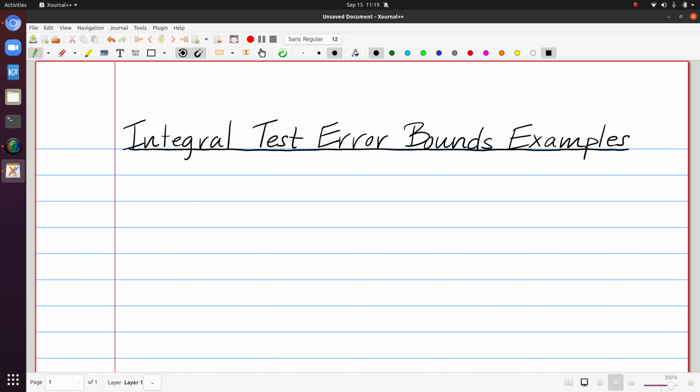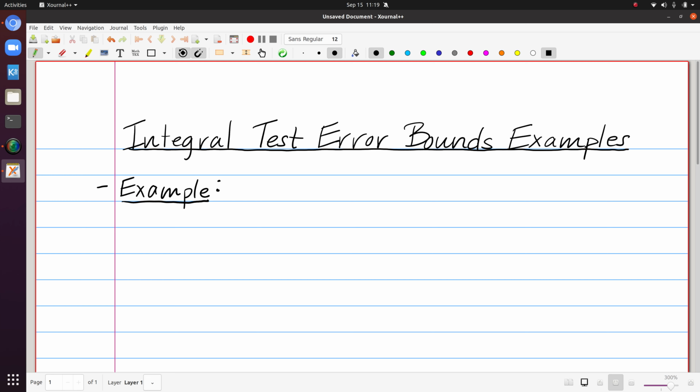Now that we've derived the lower and upper bound on the error term in the integral test, let's see some applications of this. So I want to look at one particular series and then consider several different things we could do with this based off of what we know about error.